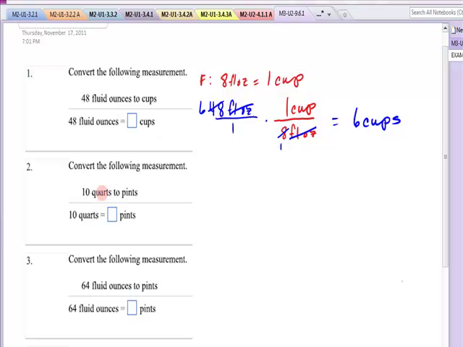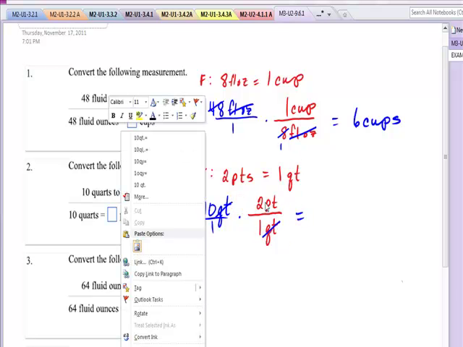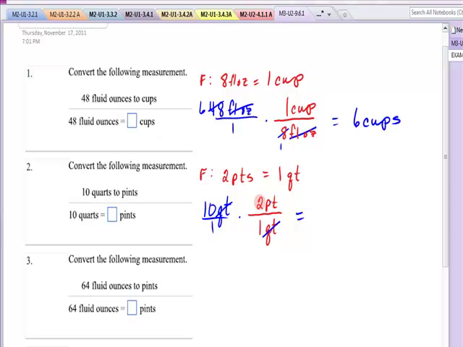All right, next one, quarts to pints. The fact is that there are 2 pints equals 1 quart. We start with 10 quarts, put it over 1. I want to multiply by the fact. I want quarts to go away, so 1 quart on bottom, 2 pints on top. Quarts are gone. 10 times 2 gives me 20, and the unit left is pints, so it is 20 pints.